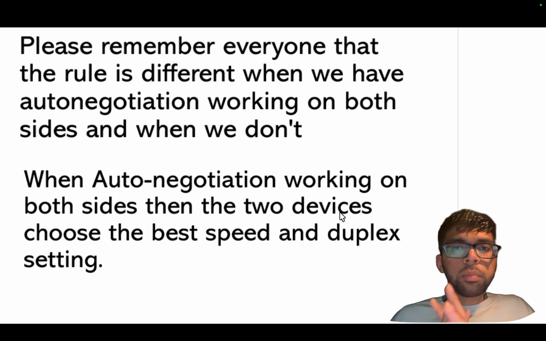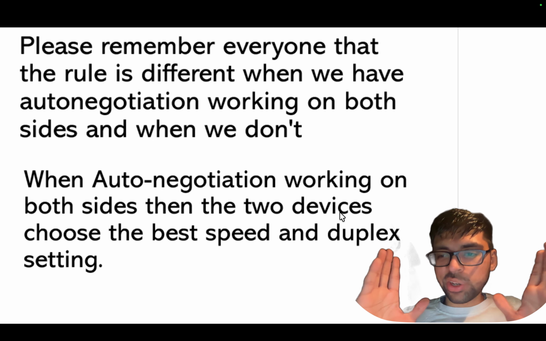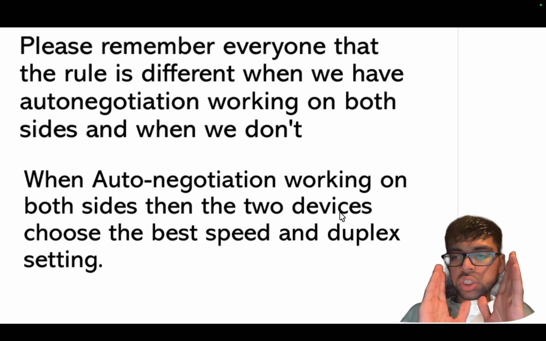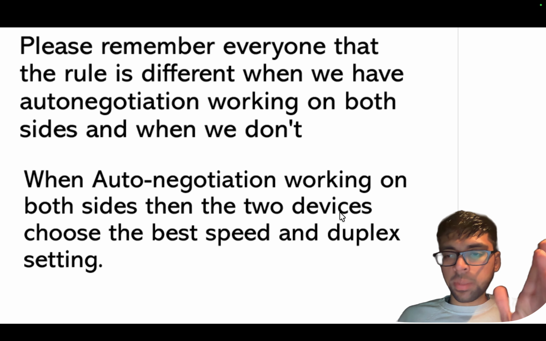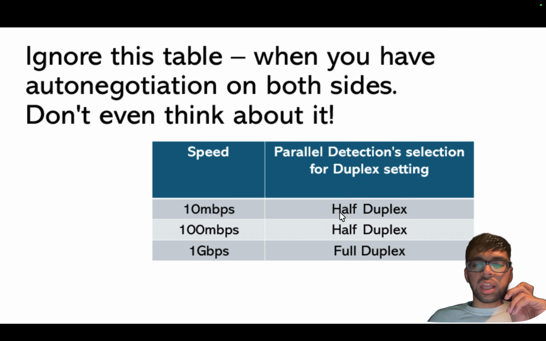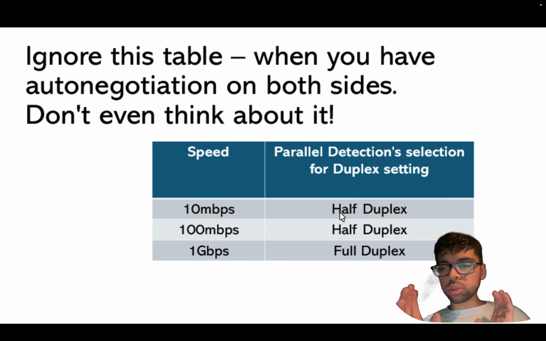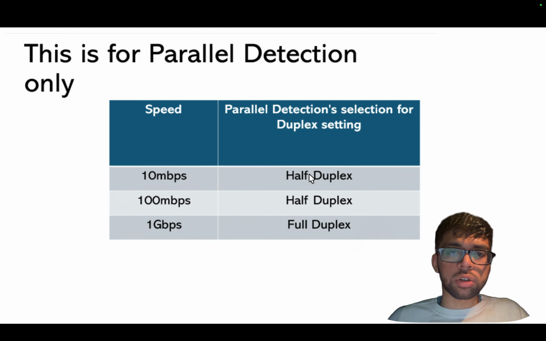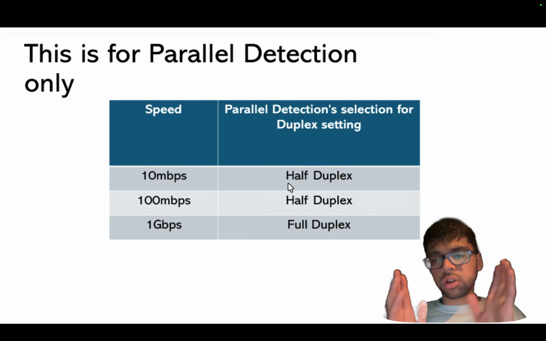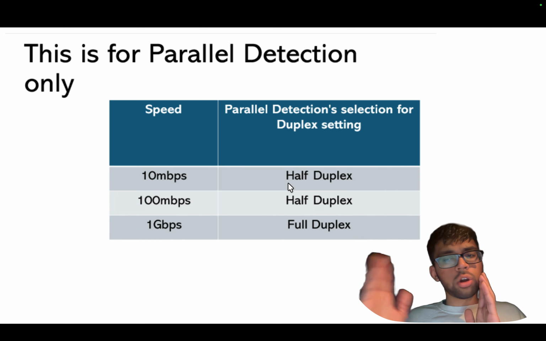So please remember, the rule is different when we have auto negotiation working on both sides and when we don't. When auto negotiation is working on both sides, the two devices will use the best speed and duplex settings available. Do not even think about this table if you've got auto negotiation. This is for parallel detection. You don't need parallel detection if you've got auto negotiation configured on both sides. If it's one side, then this table comes in handy. So this is for parallel detection only: auto negotiation on one side, and no auto negotiation on the other side.